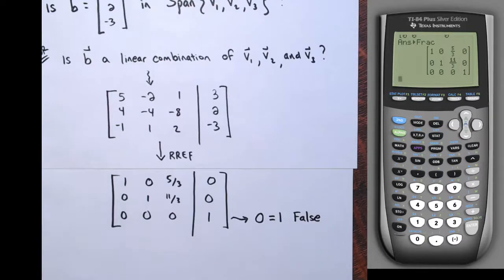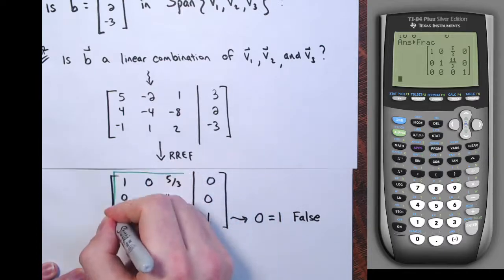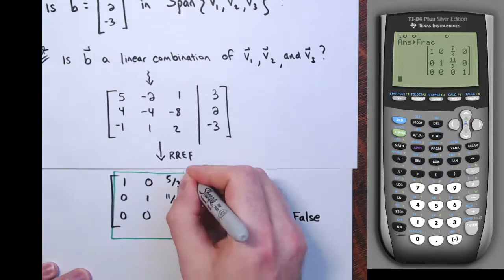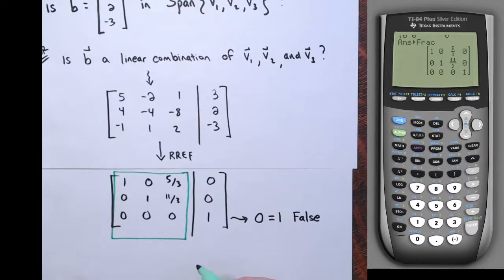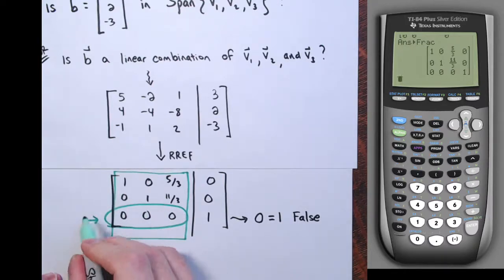And in fact, you don't even need to look at the right side there. You can just look to the left of the bar. The coefficient matrix in reduced row echelon form here has a row of zeros.